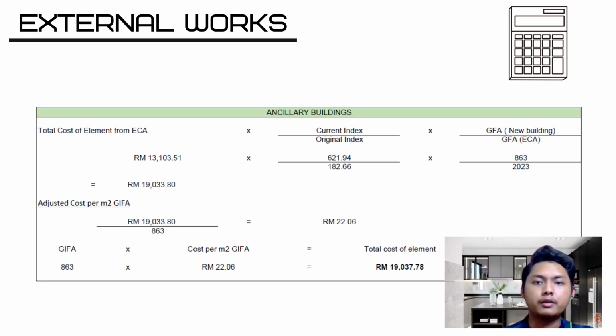Next one is ancillary buildings. The total cost element from our reference ECA is 13,103 ringgit and 51 cent, multiplied by current index, which is 621.94, divided by original index, 182.66, multiplied by GFA for carbon project, 863, divided by GFA of our reference ECA, which is 2023, and we get the total cost element 19,037 ringgit and 78 cent.